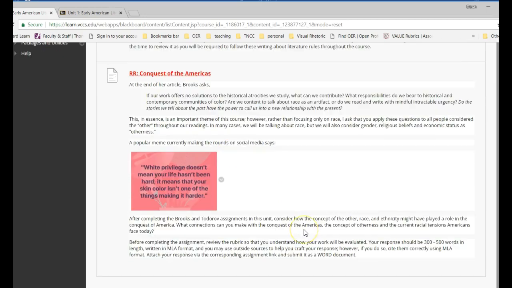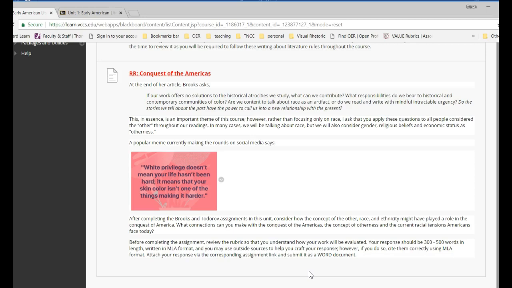the conquest of Americas. And basically, I'm asking you to think about everything that you've read and then to consider how the concept of the other, race, and ethnicity might have played a role in the conquest of America. What connections can you make with the conquest of the Americas, the concept of otherness, and the current racial tensions Americans face today?